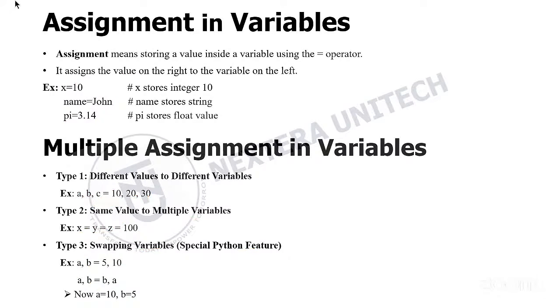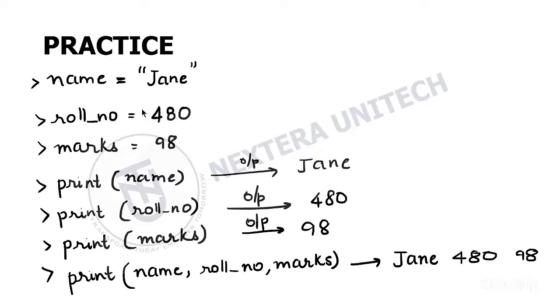And then moving on. So here are some practice problems. I've assigned a variable called name equal to a string Jane, and the roll number is an integer variable here, equal to 480, and the marks here is 98. So if I want to print each of the variables, I can give print, and in the parenthesis I can give the variable, that is name here. And then also if I want to print roll number, I can give print parenthesis the roll number.